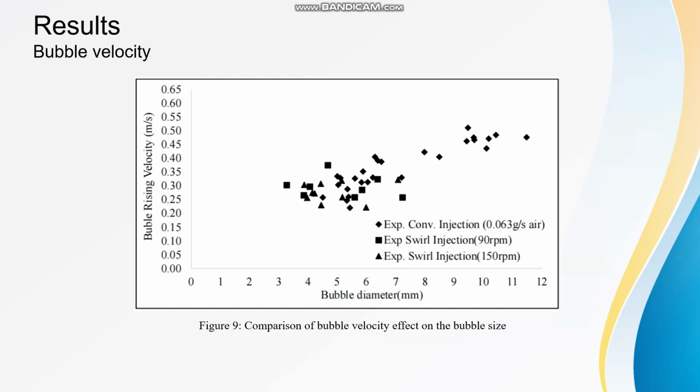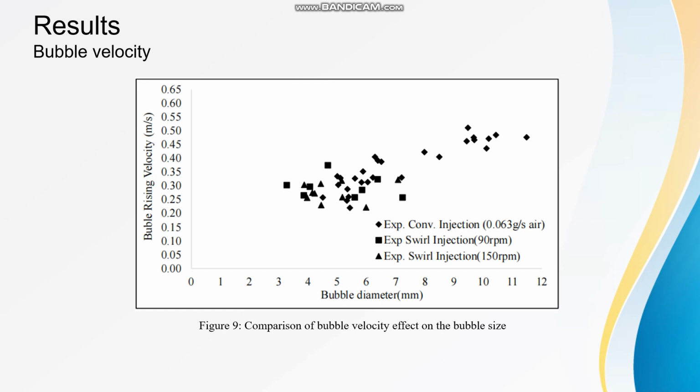Furthermore, figure 9 shows the bubble rising velocity affected by the bubble size, where the result from this work agreed well with the literature for the air-water system. The bubble rising velocity increased as the bubble size increased for conventional gas injections. A large bubble has high rising velocity because a larger bubble has a larger buoyant force compared to a smaller bubble.